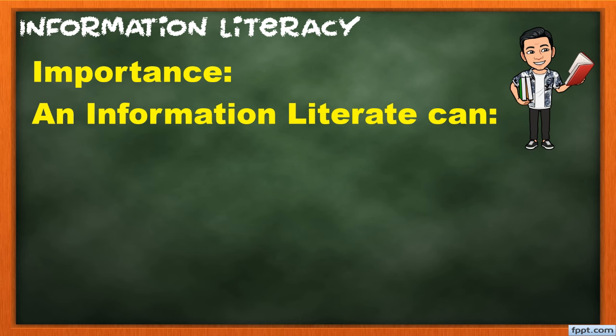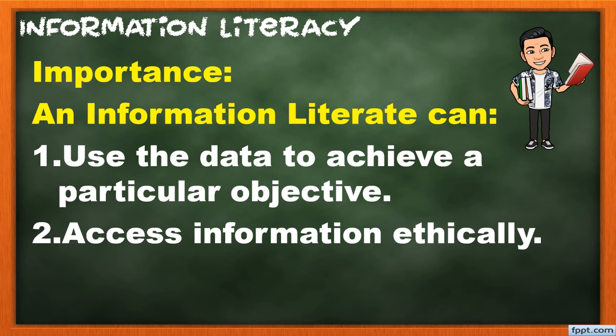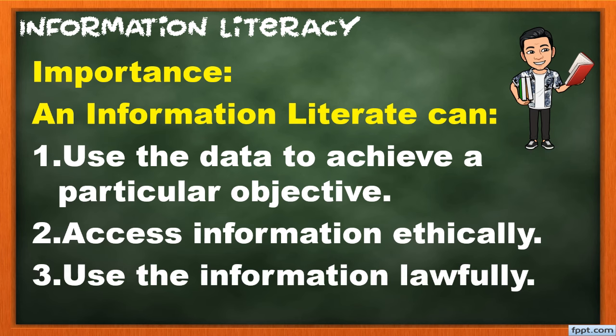So here is the importance of being an information literate individual. An information literate individual can first use the data to achieve a particular objective. As an information literate individual, it is our objective to use information aligned with the objectives that we have set. Next is to access information ethically. As an information literate individual, it is your responsibility to access information ethically, respectfully, and with giving proper credit to its original source. Next is to use the information lawfully.